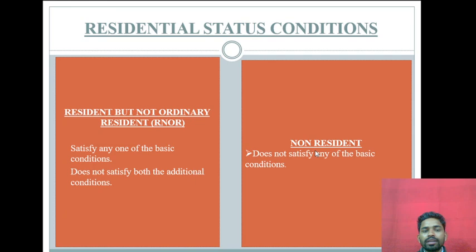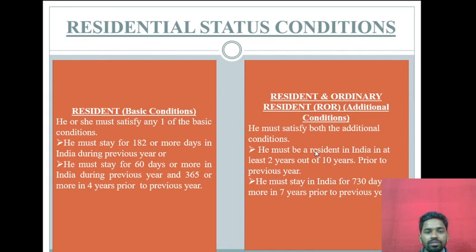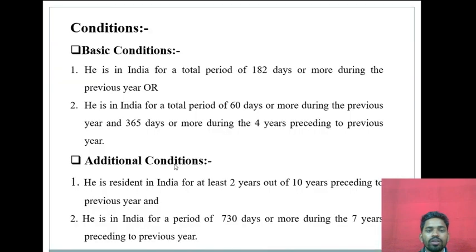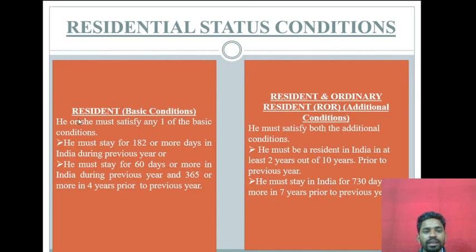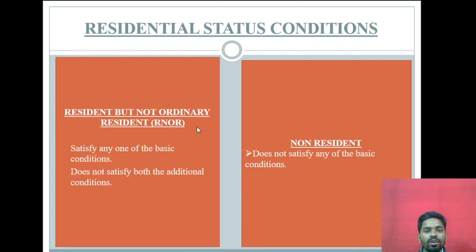Like this you have to ascertain the residential status of an individual. You should know the basic conditions as well as the additional conditions. With the help of these conditions we can easily ascertain the residential status, and identify resident and ordinary resident, resident but not ordinary resident, and non-resident.